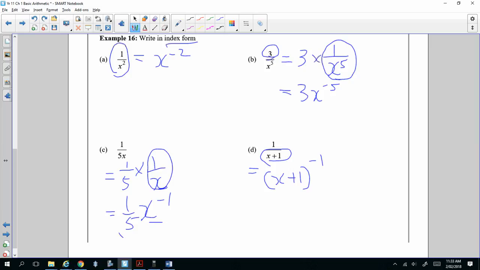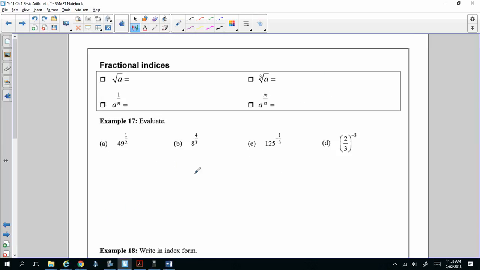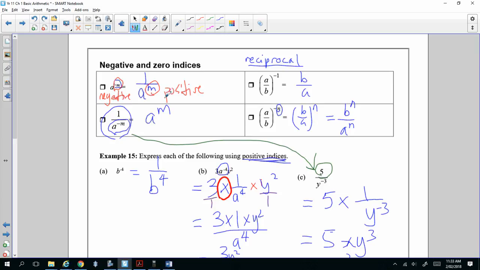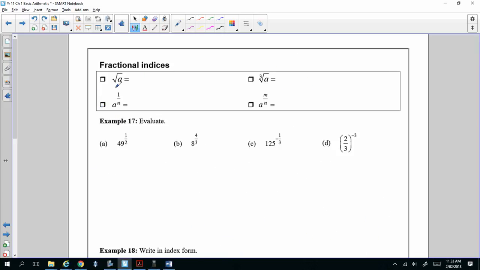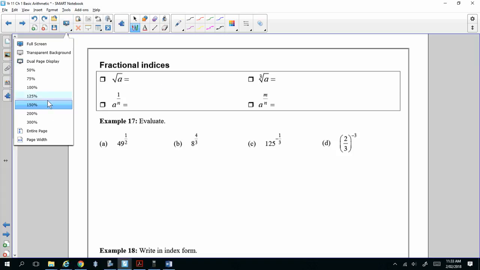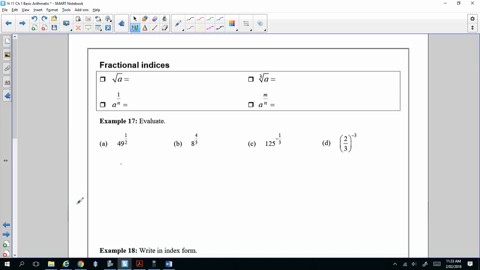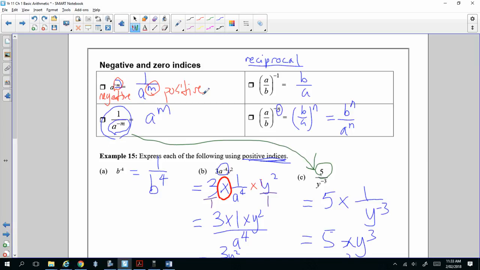Fractional indices. So it gets confusing. You've got the negative indices that turn into a fraction, but you have fractional indices, which means something very different. It means thirds. So it's very easy for students to get confused with the rules on this page and the rules on the previous page. Make sure you look at them very carefully. They are very different. Okay, fractional indices. All right, let's do them now.